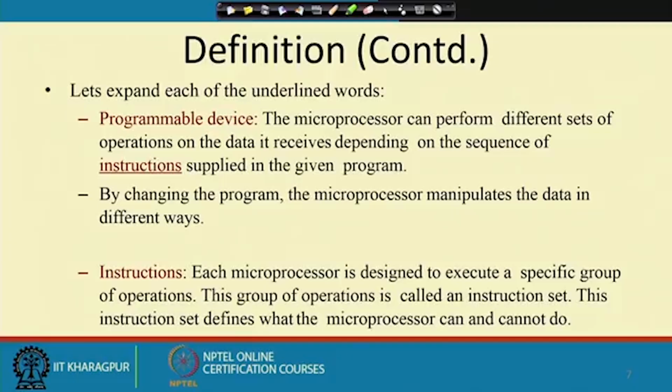So, you can change the program to get some other job done by the microprocessor, which is not possible by any arbitrary digital circuit. Then the second part is the instructions. Each microprocessor is designed to execute a specific group of instructions, a specific group of operations. This is called an instruction set. If you look into any microprocessor, the first thing that you should do is to look into the user manual. It will be detailed like what are the instructions that this processor will support, and while writing programs, we should write following those instructions only.